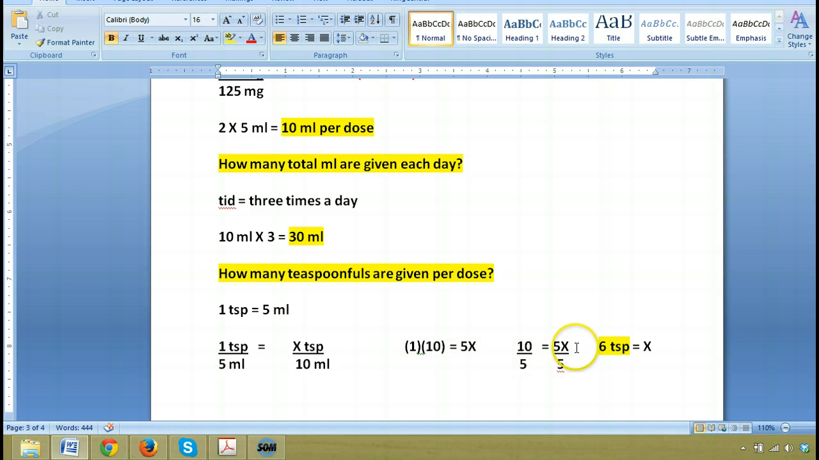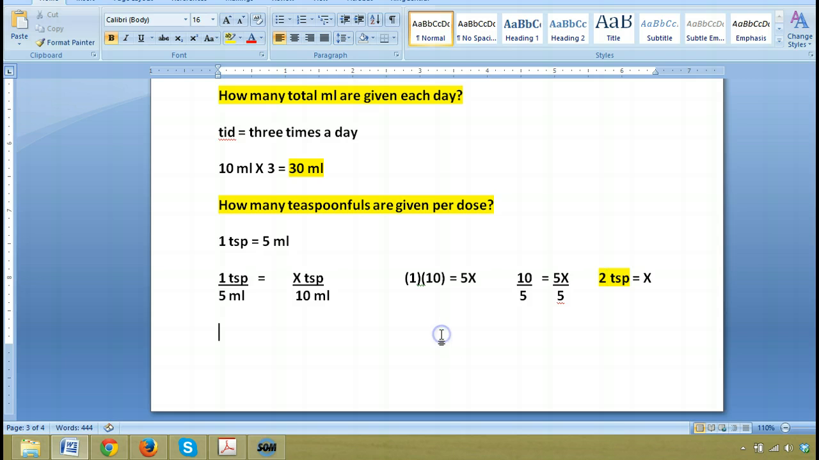So 10 divided by 5 is actually 2, not 6. And the 5's cancel out and you have X. So each dose you're going to give 2 teaspoons. All right? If you were asked how many teaspoons you're going to give for the whole day, if you know you're given 2 teaspoons in one dose and you can give the dose 3 times a day, it would be 6 teaspoons for the whole day, but you're going to give 2 teaspoons per dose.